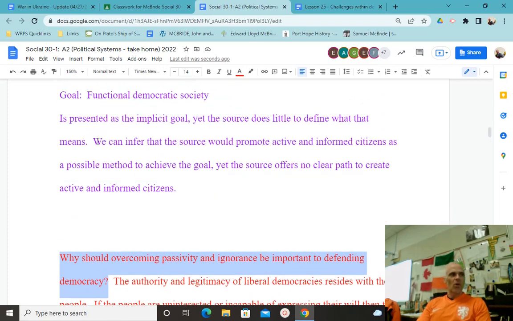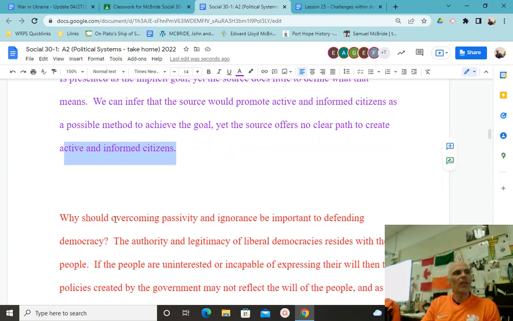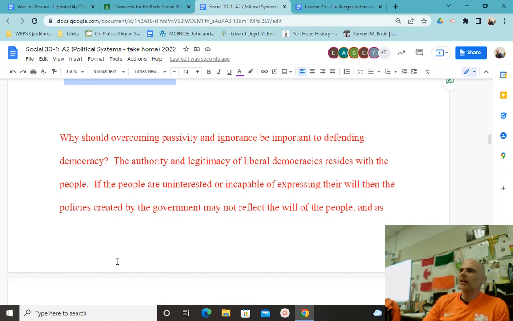So I identified the goal. The goal is presented. Functional democratic society is presented as the implicit goal, yet the source does little to define what that means. We can infer that the source would promote active and informed citizens as a possible method to achieve the goal, yet the source offers no clear path to achieve active and informed citizens. So we're talking about that, and then I'm going to segue towards my obstacle. Why should overcoming passivity and ignorance be important to defending democracy? And then I answer that, and by doing so I answer it from the perspective of the source.